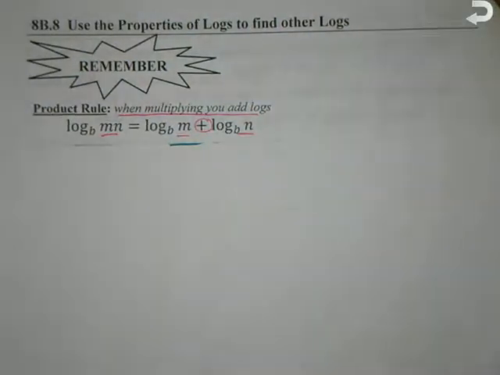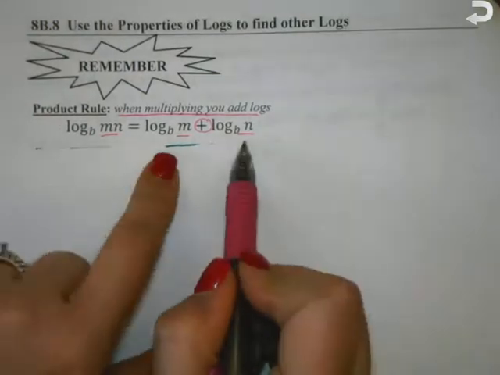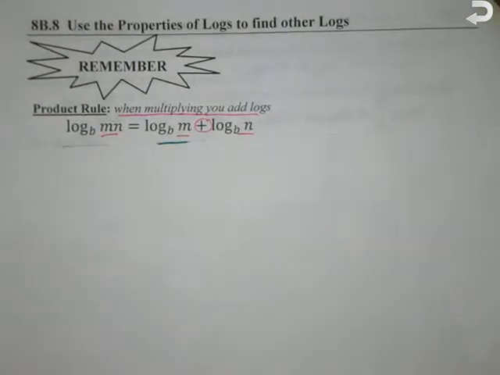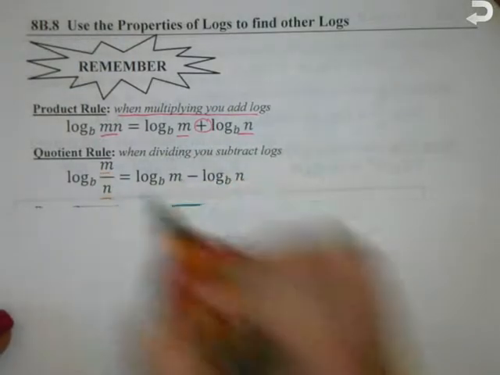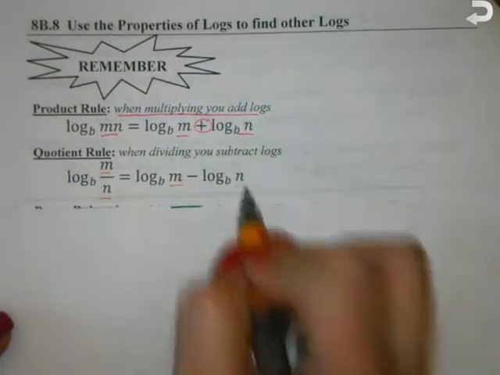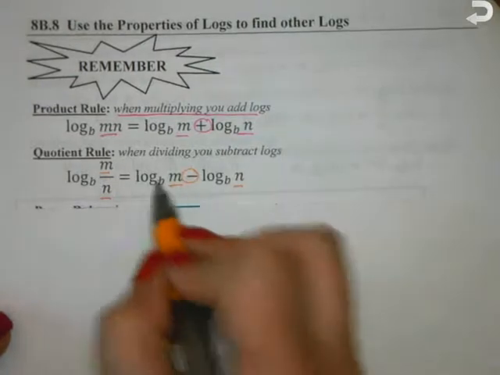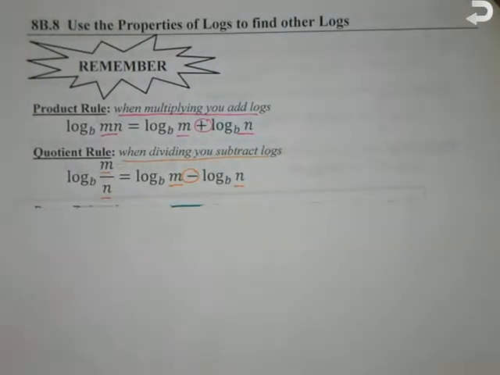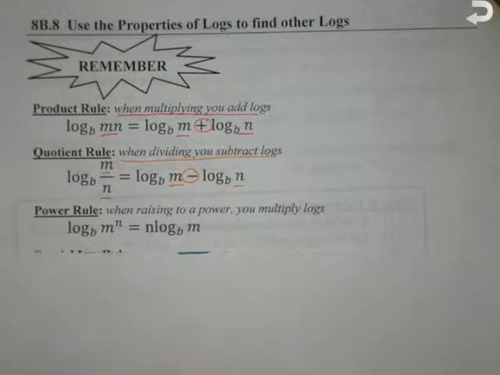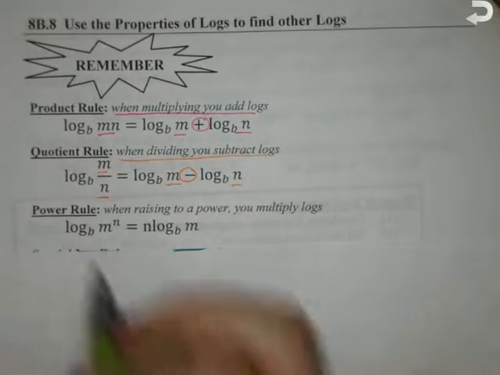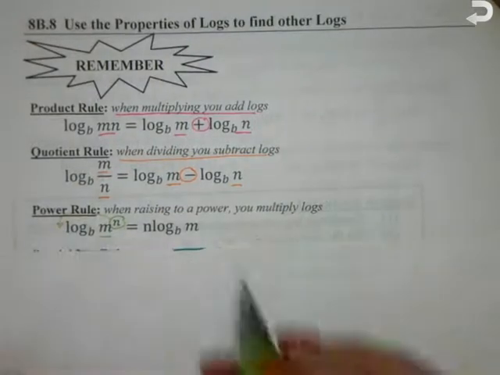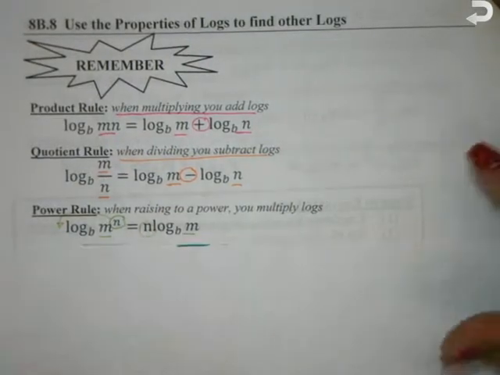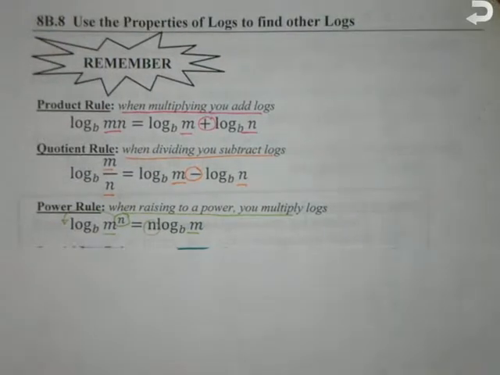If you want to go backwards the other way and you have two logs that are being added, you multiply the insides, okay? Quotient rule is the opposite. When I am dividing two numbers, I can split them up into two separate logs using subtraction. So when dividing, you subtract your logs. Power rule: when you are raising a log to a power, so I have my inside raised to a power, I can bring that power out in front and multiply it by the log. So when you're raising to a power, you're multiplying your log.